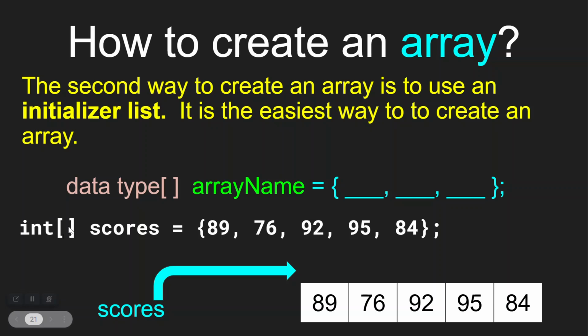So int array scores is equal to, and you can see I'm just putting them in this time. So this creates my array for me. I don't have to worry about, okay, at first they all have zeros, and now I have to do each score one at a time. This is just a lot easier to do it this way.